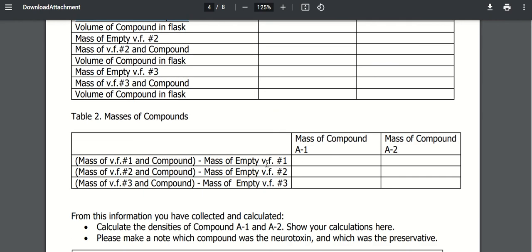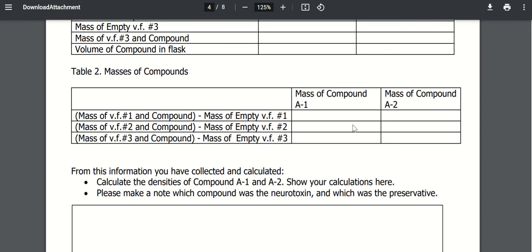Then you're going to find the mass of each compound by subtracting the empty flask from the mass of the flask and the compound, right? So it gives you the mass of the compound by itself. Now that you have the masses of the compound, we don't care about the mass of the flask. That's not what's of interest to us. We want to find the density of A1 and A2.